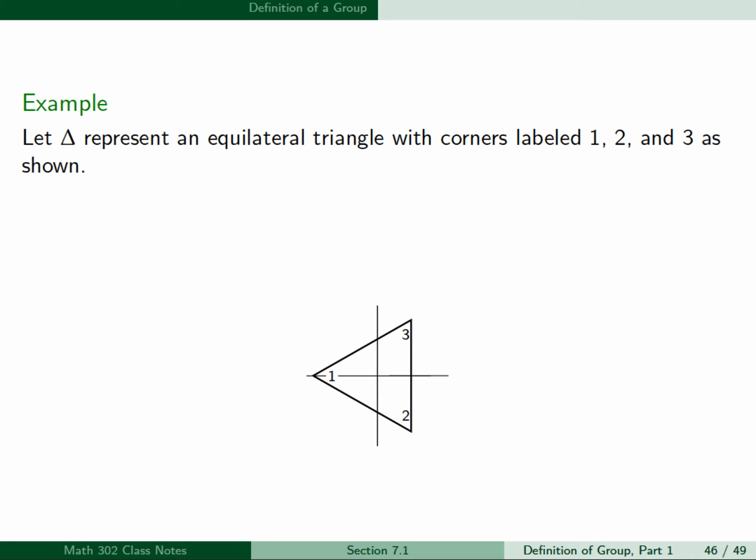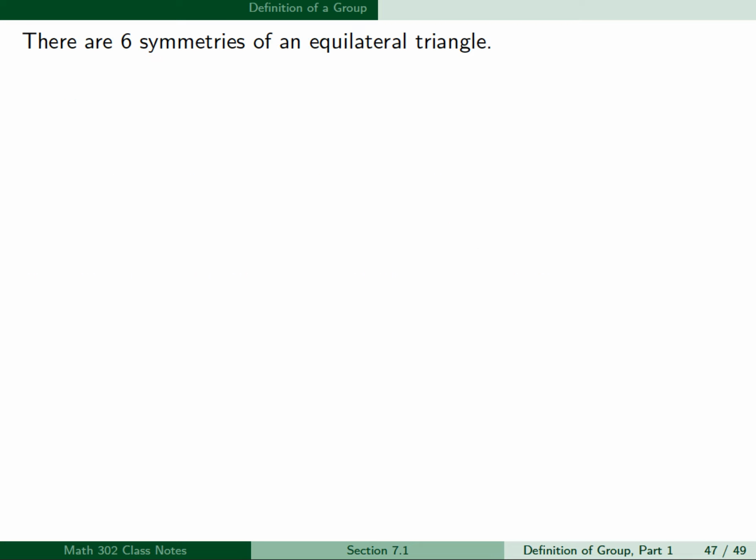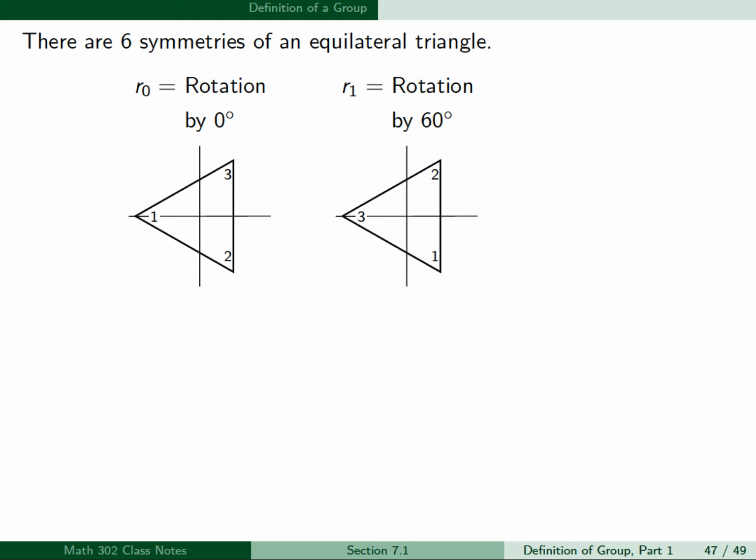As another example, let capital delta represent an equilateral triangle with corners labeled 1, 2, and 3 as shown in the diagram. The dihedral group of degree 3 is the group of symmetries of this triangle, again under the operation of composition. So for an equilateral triangle, there are 6 symmetries. We have a rotation by 0 degrees, which is again doing nothing. R1 is a rotation by 60 degrees. Again, we're going counterclockwise. R2 is a rotation by 120 degrees.